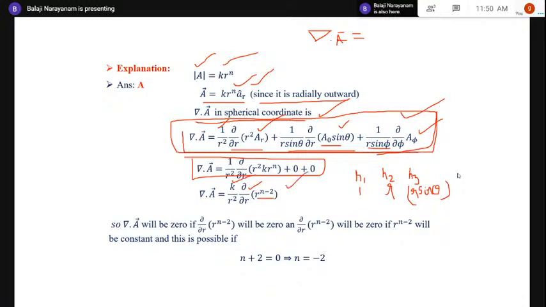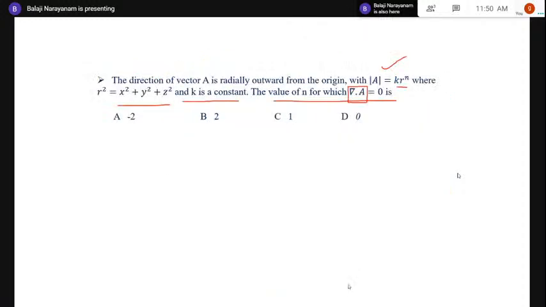So del by del r of r power n, del dot A will be 0 when it is given that del dot A is equal to 0. The only thing is how to write del dot A in the spherical coordinate system. If you are aware of that, solving this problem is very easy.